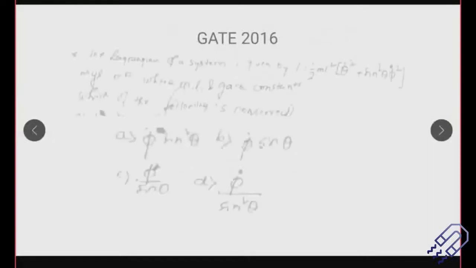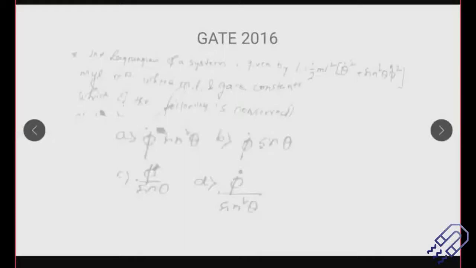So this question was there, which came in GATE 2016. Let me just read this question and I will ask you to solve it. I will give you, let's say, around 5 minutes. But I'll give you the preliminary idea, the preliminary basis on how to exactly solve this.